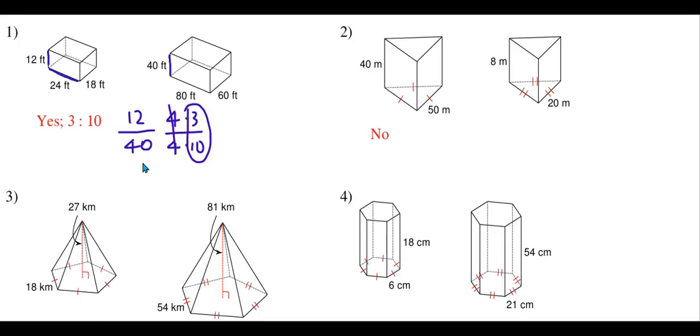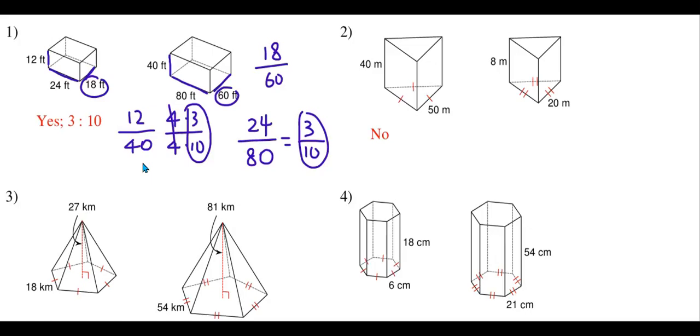You see here is 24. So you're going to check 24 and 80 because these two are corresponding. After you simplify, you should also have 3 to 10. And then you're going to check 18 and 60 because these two are corresponding. So you check 18 to 60, and then you also get a 3 to 10. When these three scale factors are exactly the same, you can say these two figures, these two solids, are similar solids.